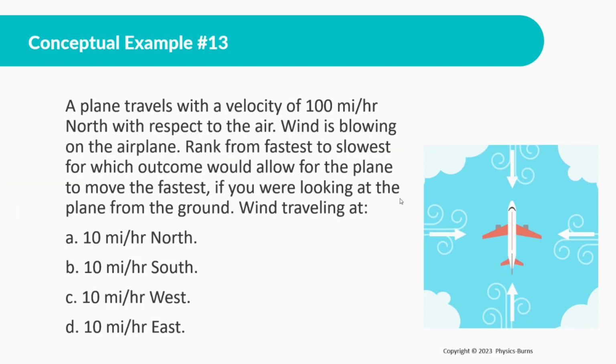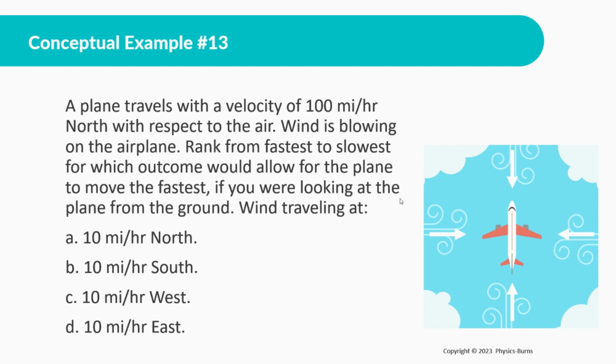All right, moving on. A plane travels with a velocity of 100 miles an hour north with respect to the air. Wind is blowing on the plane. Ranked from fastest to slowest, which outcome would allow for the plane to move the fastest if you were looking at the plane from the ground? Wind traveling at A, 10 miles an hour north, B, 10 miles an hour south, C, 10 miles an hour west, D, 10 miles an hour east.